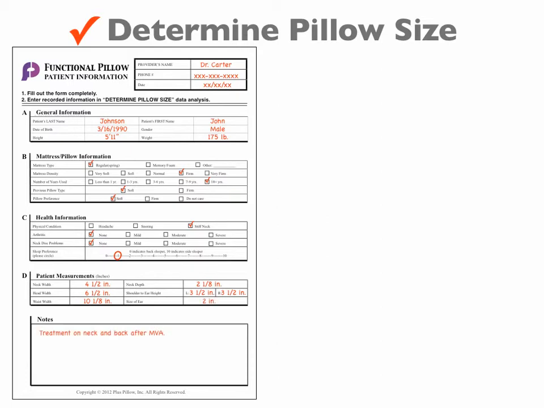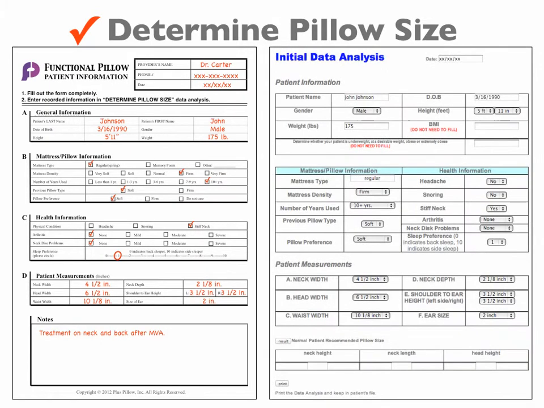Under notes, we've noted that John is currently receiving treatment on his neck and back after a motor vehicle accident. Now that we've finished gathering his patient information, we will transfer the patient information into the initial data analysis. You do not have to fill out the BMI information because the computer database will determine that for you in the end. Click on Results to see John's pillow size and his BMI.